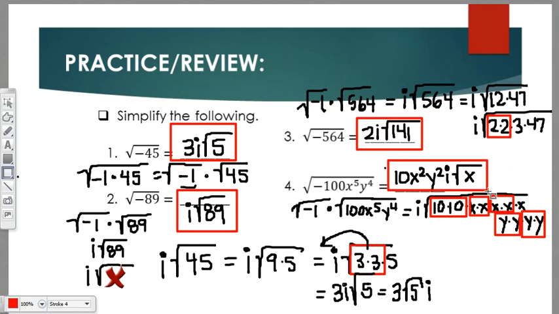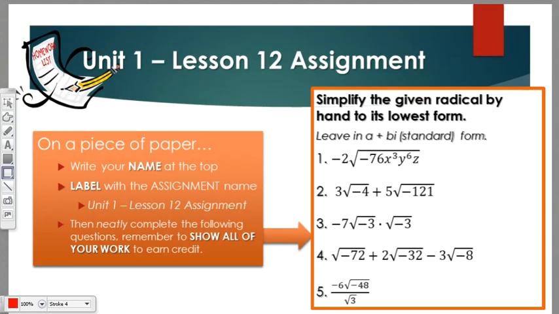I'm hoping we're starting to feel better about simplifying square roots. We've done a lot of it, but now, since last lesson, we've introduced imaginary numbers. With that being said, here's your assignment for today. It's giving you a little bit of everything: variables, adding and subtracting, multiplying, more adding and subtracting, and dividing. Please make sure, like it says here, to simplify the given radical by hand to the lowest terms. Leave it in a plus bi standard form, in other words, in that complex form that we talked about before, if necessary.